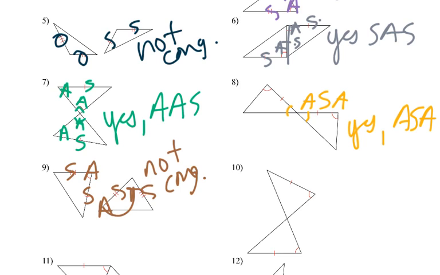Okay, number 10, vertical angle right there. Okay, another angle right here, and then the side only touching one angle. So that would be angle, angle, and side. So yes, they're congruent by angle, angle, side.